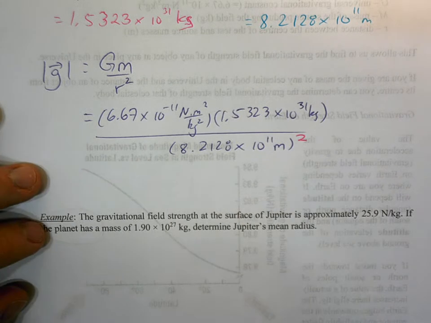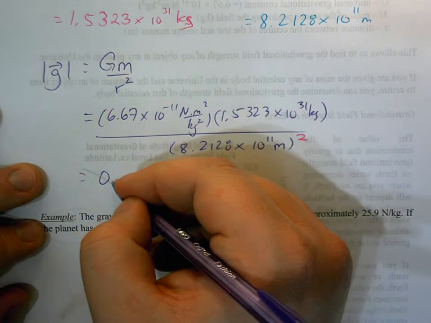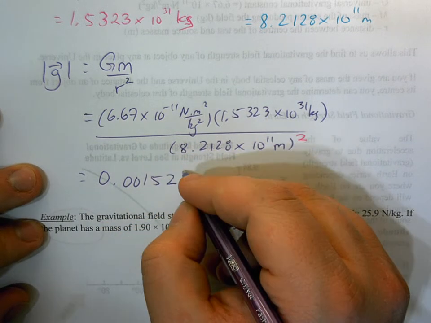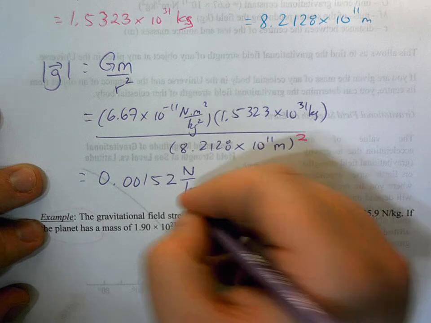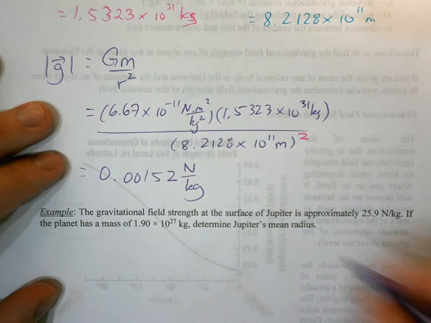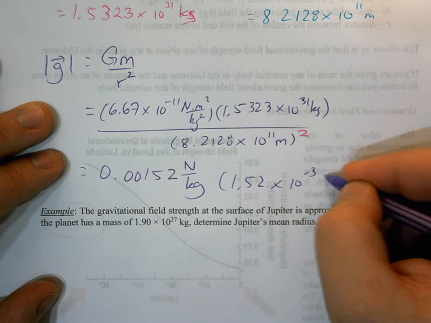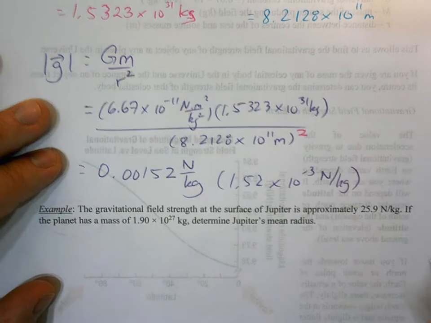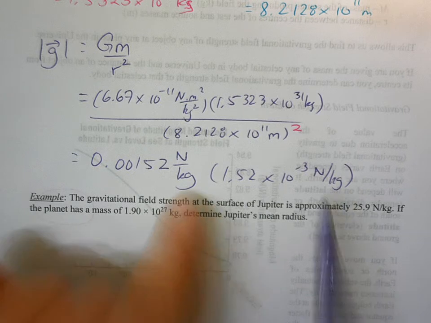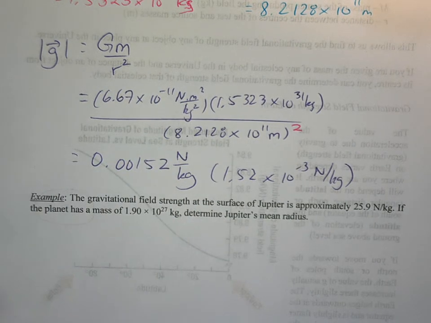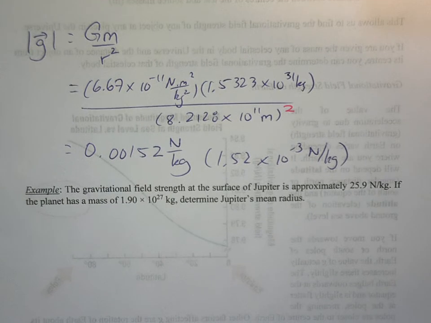And what we get is a really small number, about 0.00152 newtons per kilogram. Or if you want to write 1.52 times 10 to the minus 3 newtons per kilogram, that's fine too. Or if you want to put meters per second squared instead of newtons per kilogram, that's also fine. So a follow-up question might be, Betelgeuse is pretty massive. Why is its gravitational field strength pathetically small?